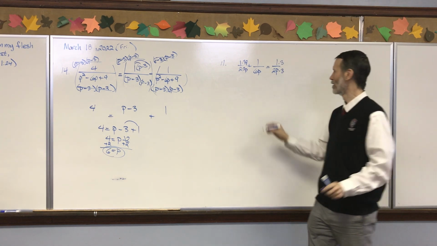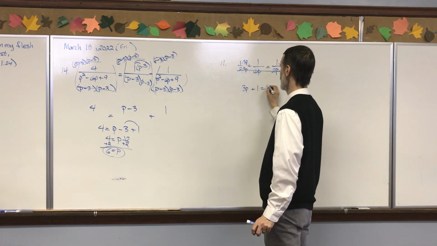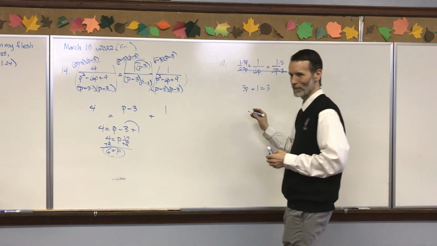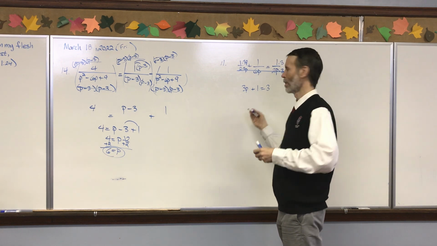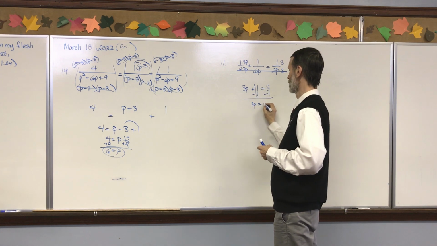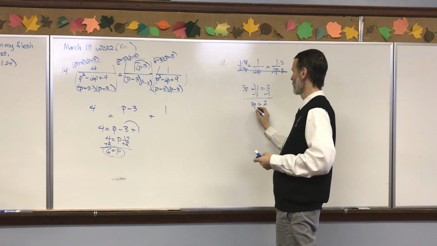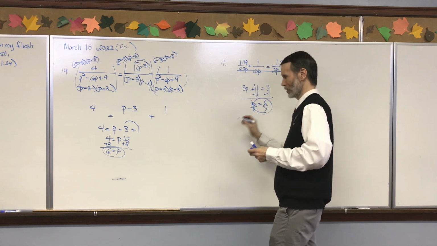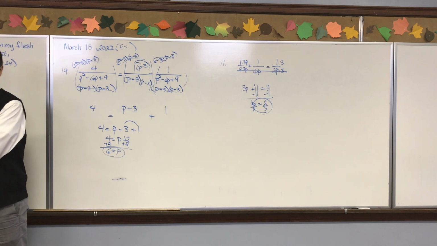Here's what I'm about to do. Machine gun. 3p plus 1 equals 3. That's all there is to it. Now do it. Should be nice and easy. What do you do first? Yeah, minus 1. What do you get so far? 3p equals 2, and then divide by 3. And the final answer is p equals 2 over 3. Correct. Make sense? Next. Catherine.